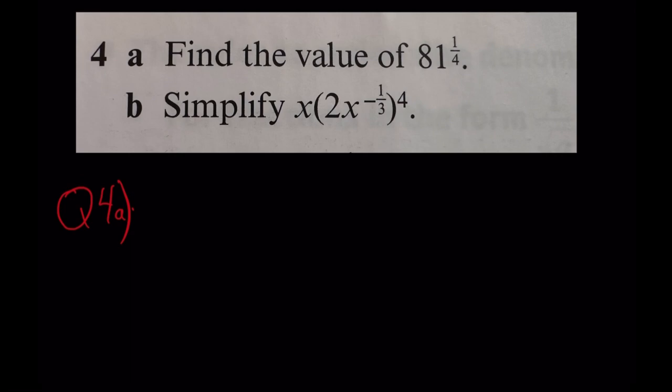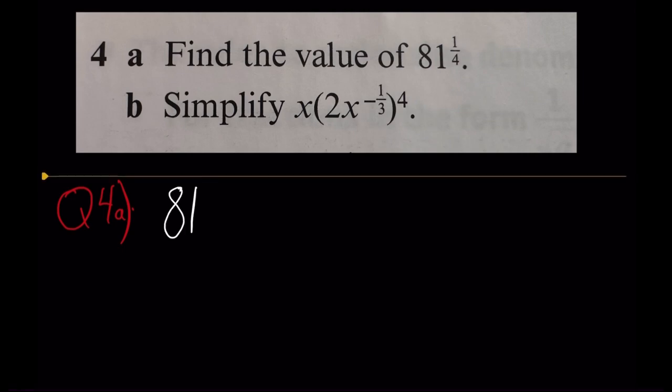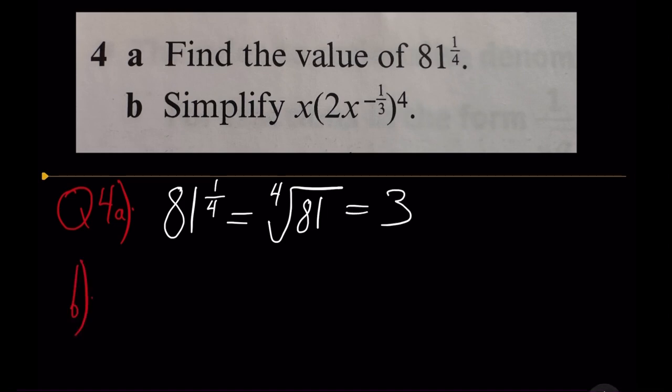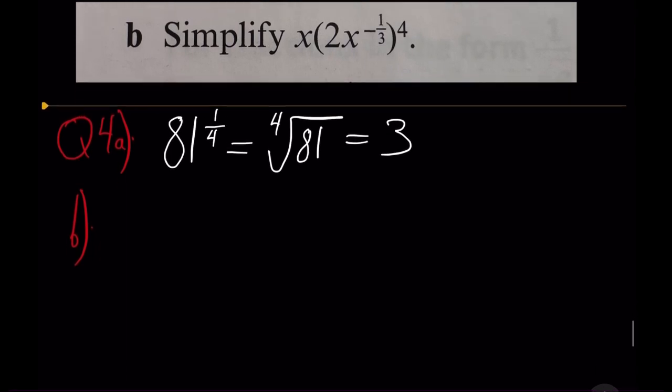Okay, so I'll show you how I would deal with this in an exam style situation as I've done before. So 81 raised to the power 1/4 is equal to the fourth root of 81, which is equal to 3. Now for part B, we have to simplify x times 2x all raised to the power -1/3, and then all of that is raised to the power 4.